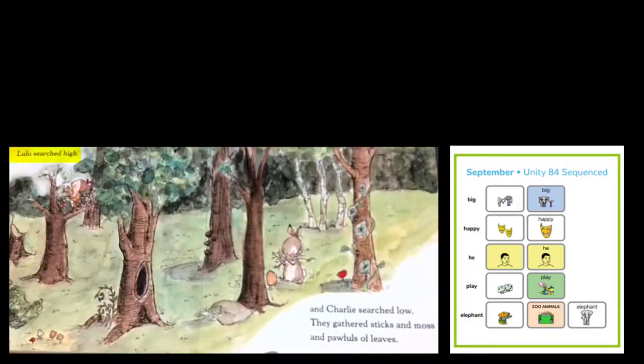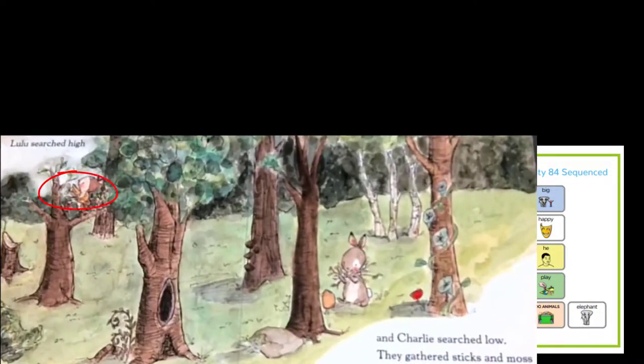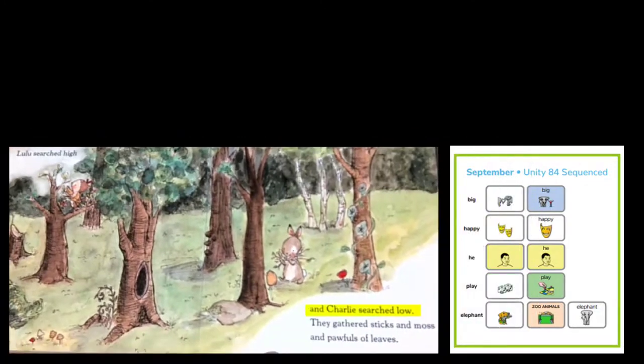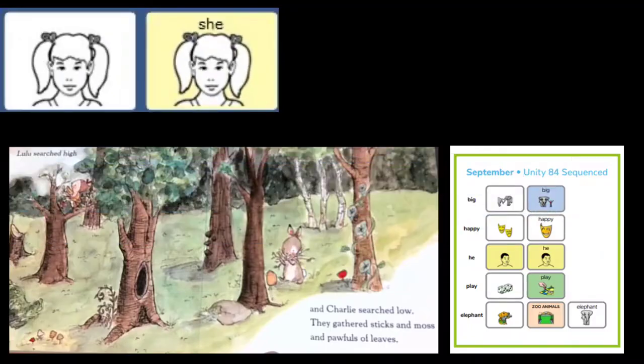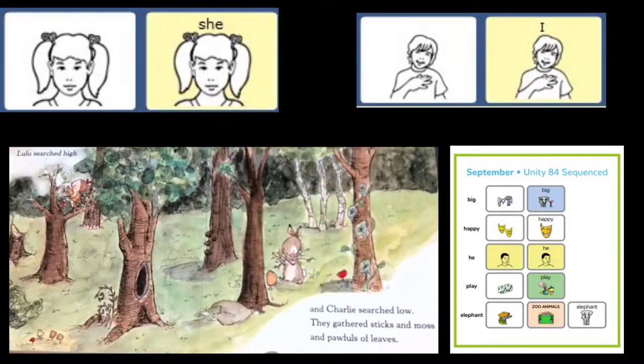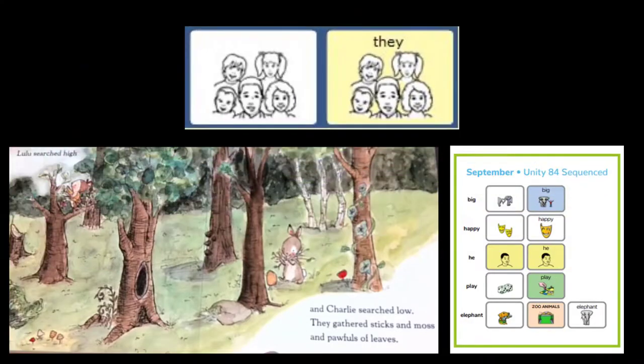Lulu searched high. There she is, high in the tree. And Charlie searched low. They gathered sticks and moss and pawfuls of leaves. She said she had a plan. I wonder what it is. What do you think they are doing?